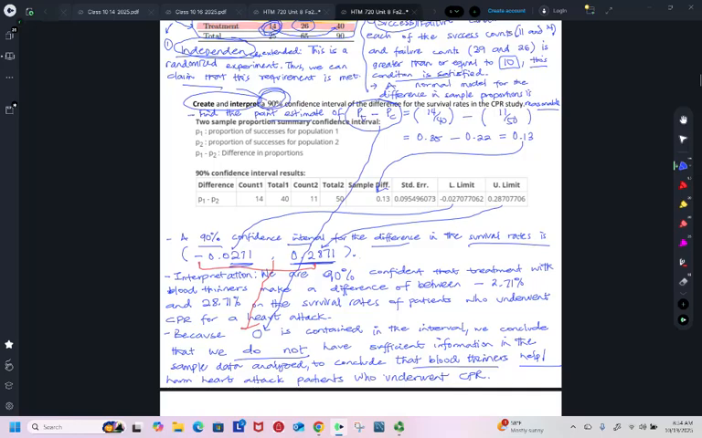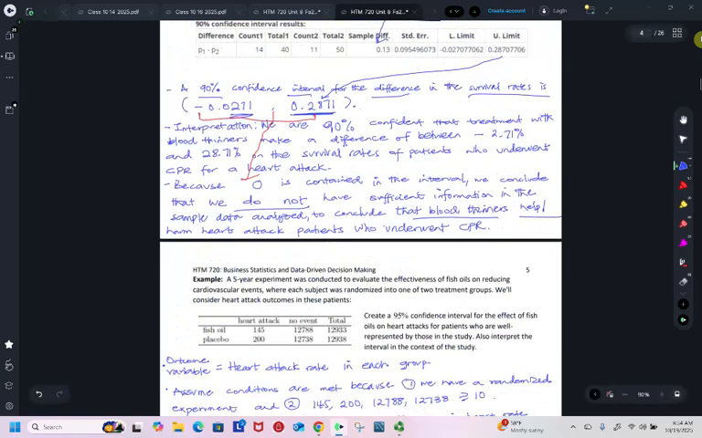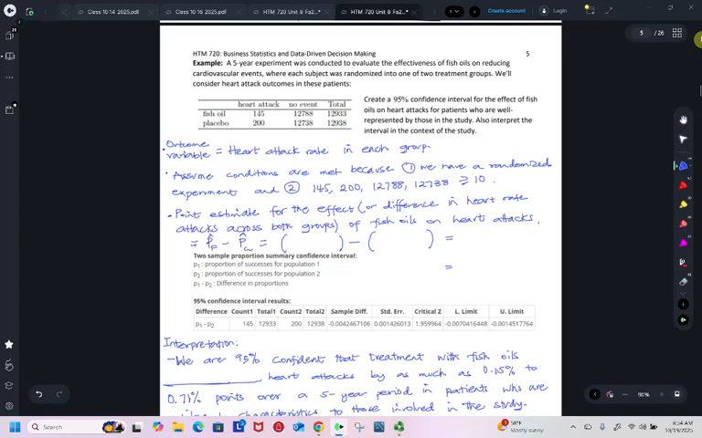This is very, very crucial. One, zero lies in that interval. It would be an indicator that the effect of treatment with blood thinners might have zero effect. Let us consider a different example where zero is not in the interval.